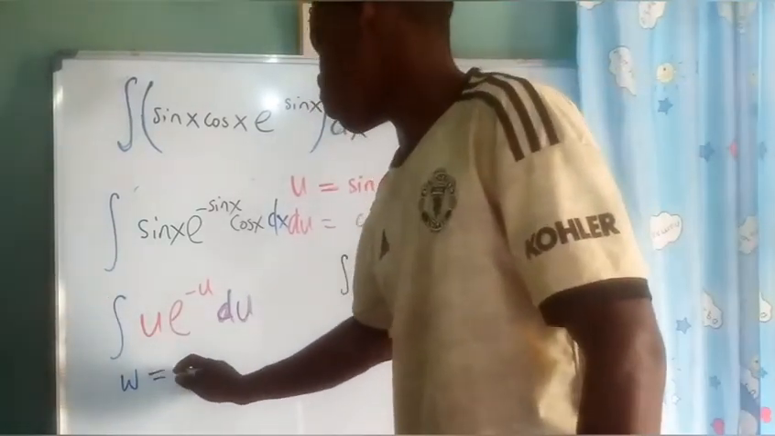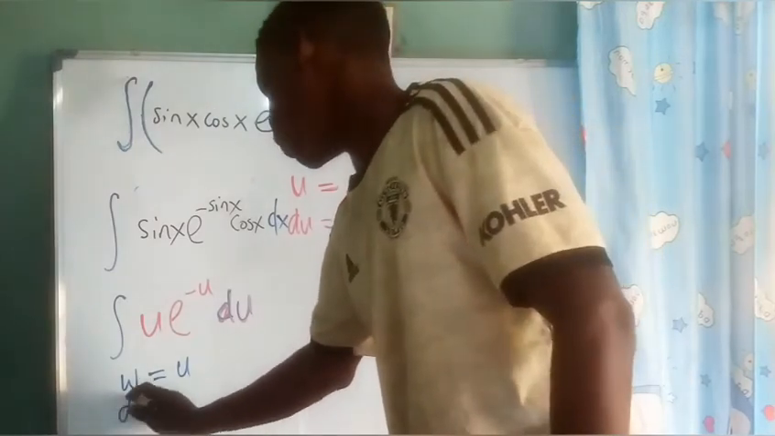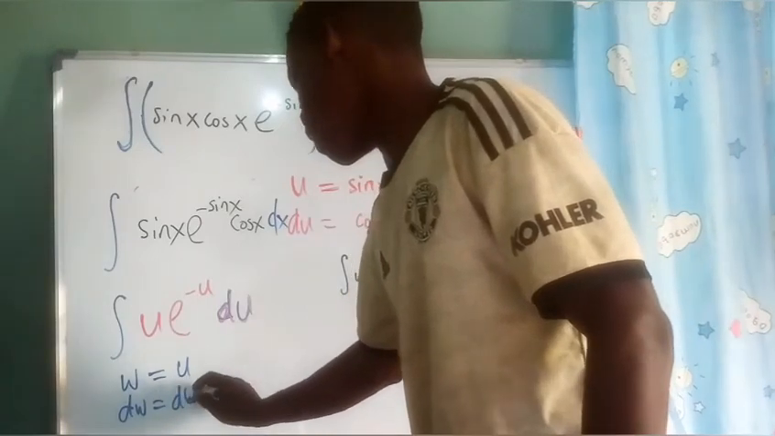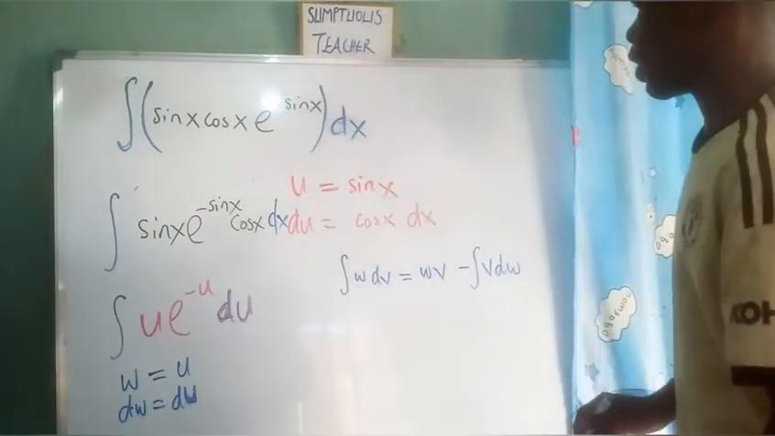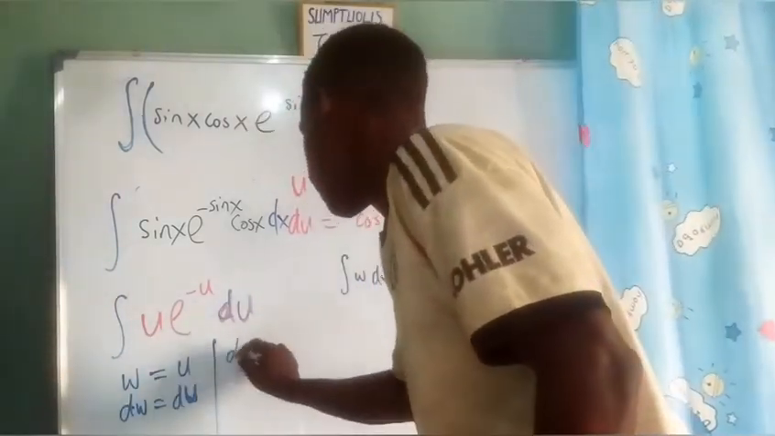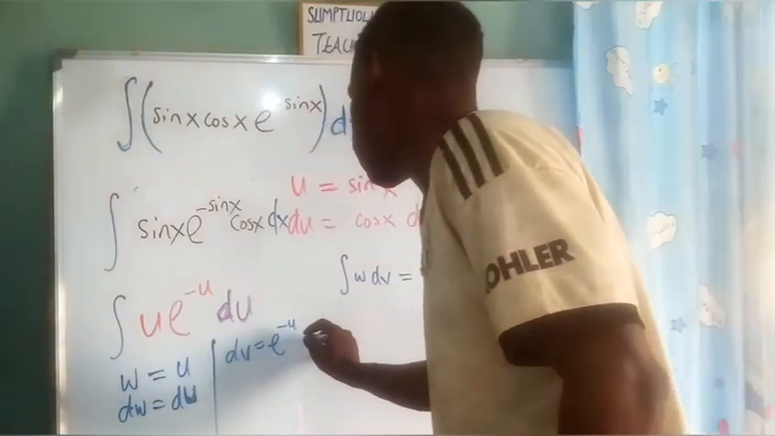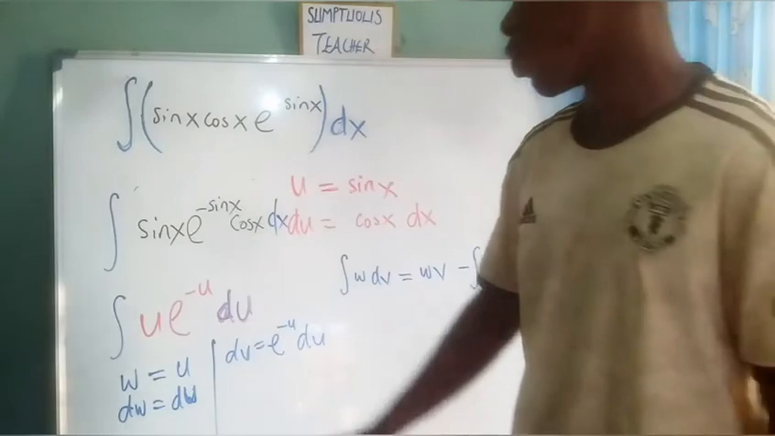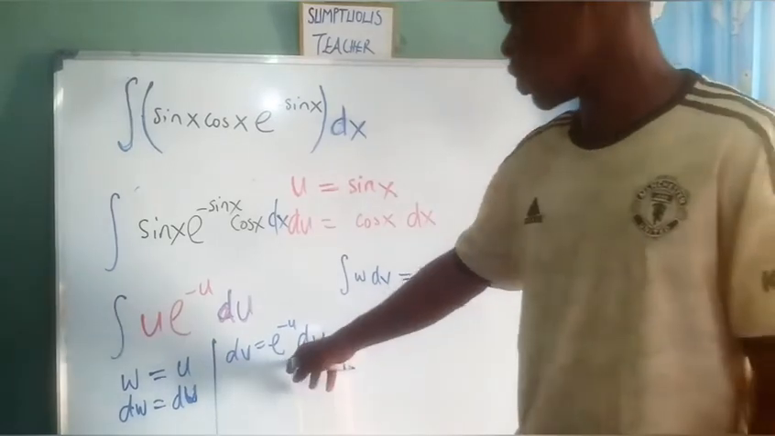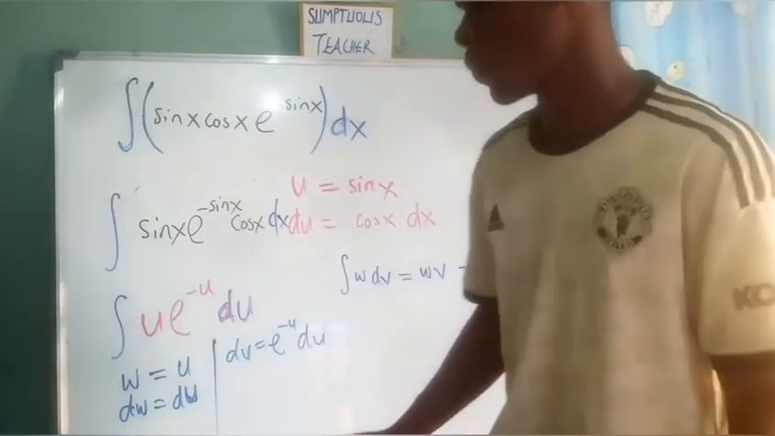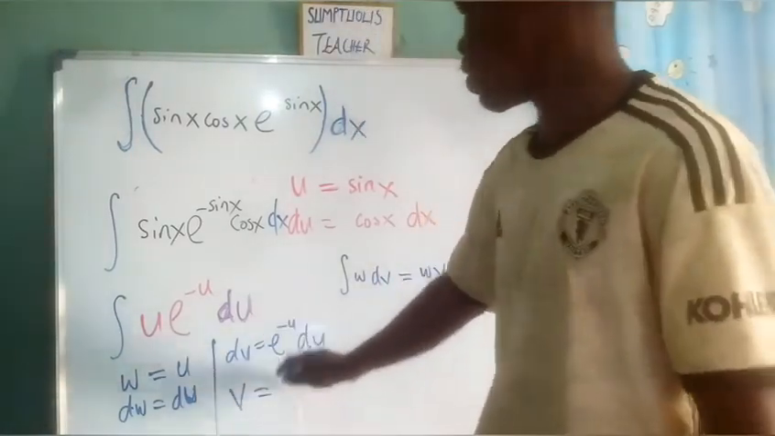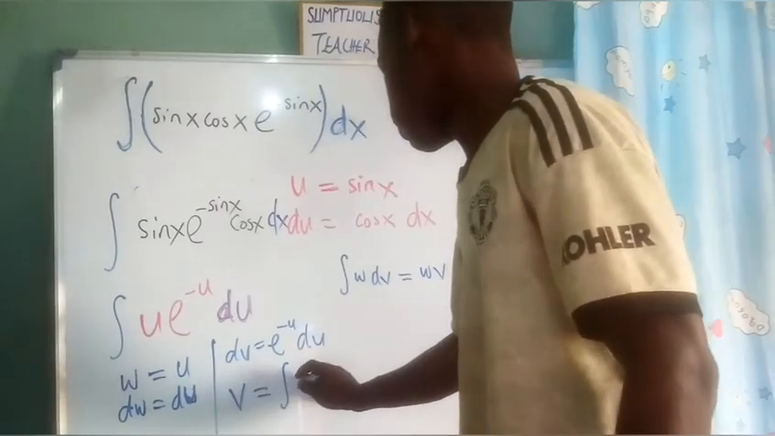So we have that our w should be equal to u, such that if you differentiate w with respect to u, we're going to have dw equal to du. Okay, now comparing this to this, we have that our dv is just equal to e to the negative u du. Since this is gotten from the derivative of v with respect to u, and it's giving us e to the negative u, let's integrate both sides. So the integral of dv is just v, equal to the integral of e to the negative u du.